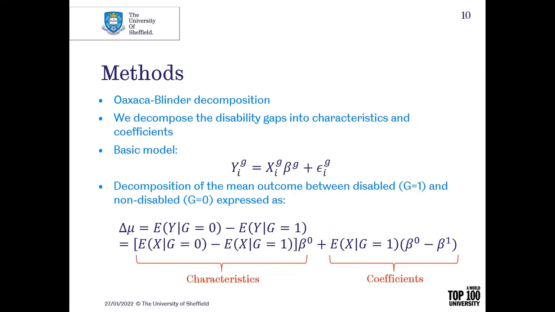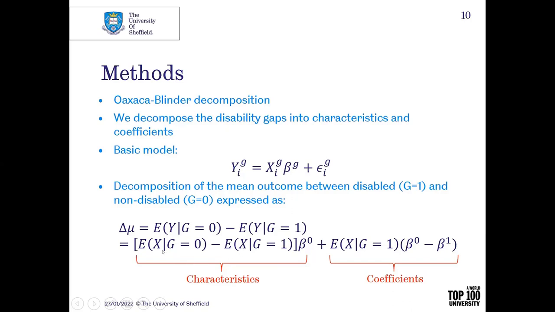Our method is the Oaxaca-Blinder decomposition method. I'm not going to go through this slide in any detail, but just to give you the intuition. If we're interested in finding out the difference between the labor market outcome Y of disabled people versus non-disabled people, we find that this can be broken down into what we call characteristics. So these X's are the particular observable characteristics of the individual.